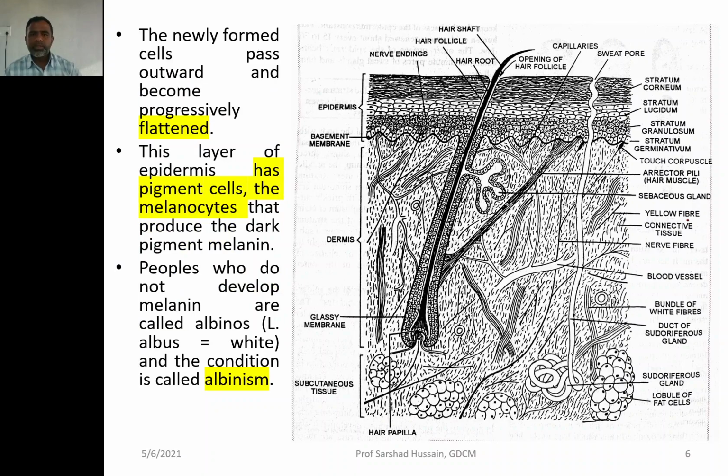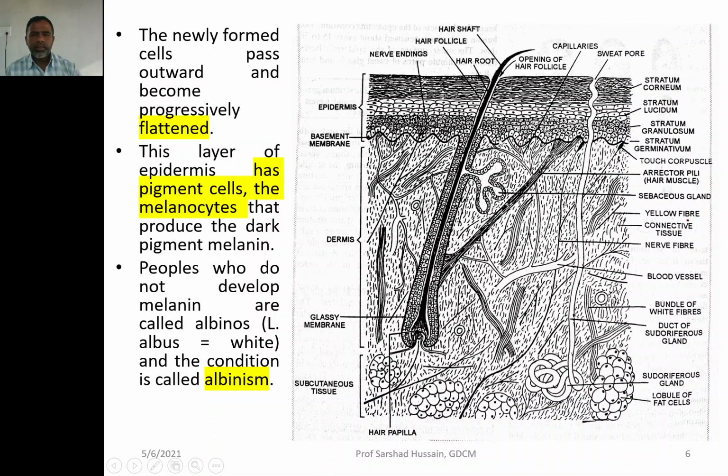Then the newly formed cells pass outward. So that means once they have originated from these cells, then they pass outward. They move outward and they start flattening. So earlier they were column shaped, but now they have more width. They start flattening, they change their shape. Like you can see in the second layer, when they reach over here, they are flat cells having more width, less height, whereas originally they had the column shape.